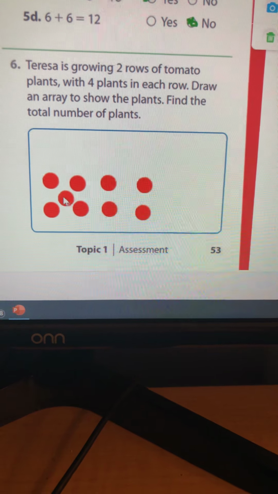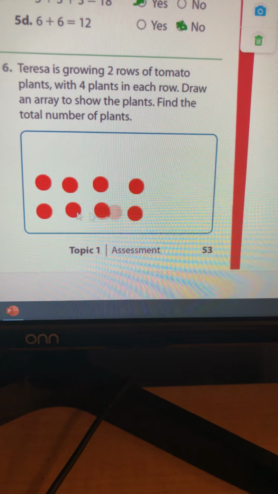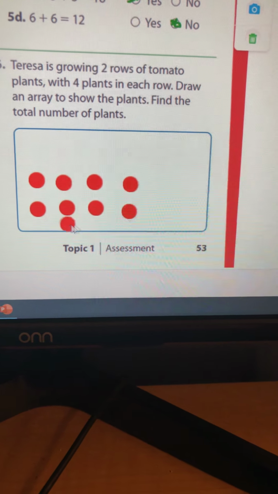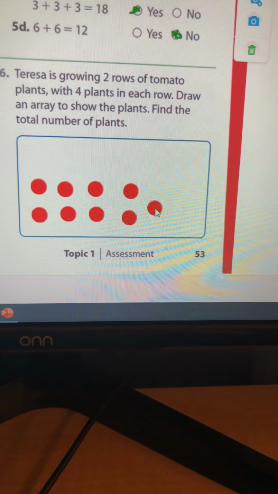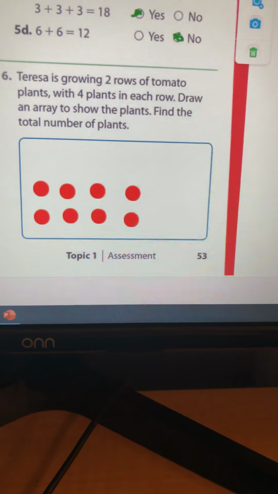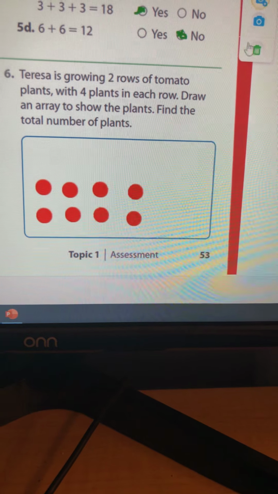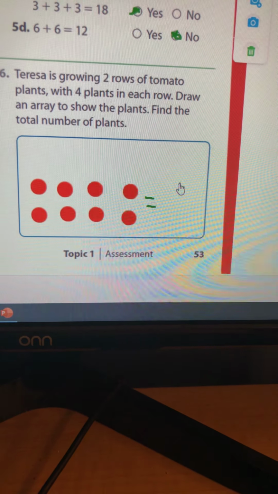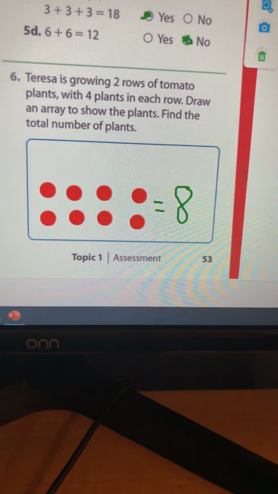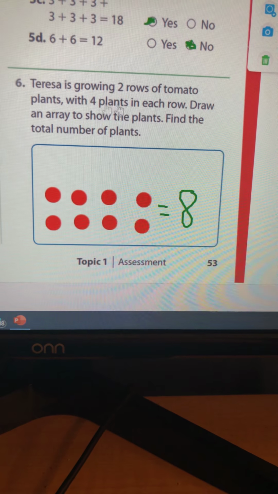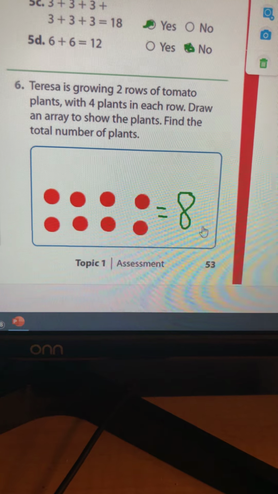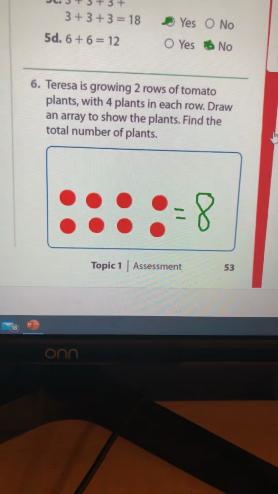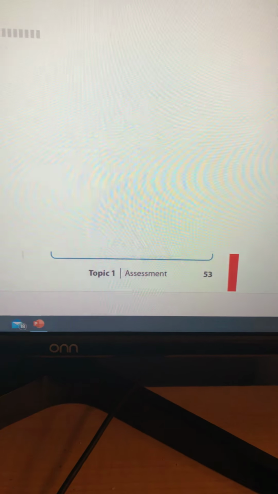Okay? So you have 4 across and 2 down. It's almost like Connect 4 or something like that. Or like checkers, they have to line up together. Okay? And then it says find the total number of plants. So if you count the little dots, it should equal 8 plants. Now, it didn't say to do an equation, so you just have to put the answer. All right? So, awesome job on the first page. All right, let's go to the next page.